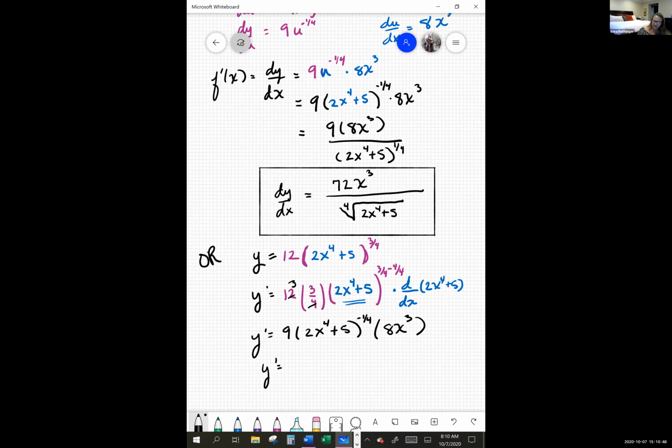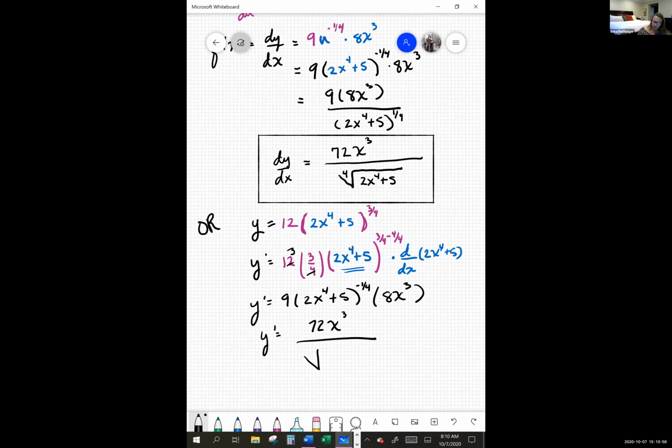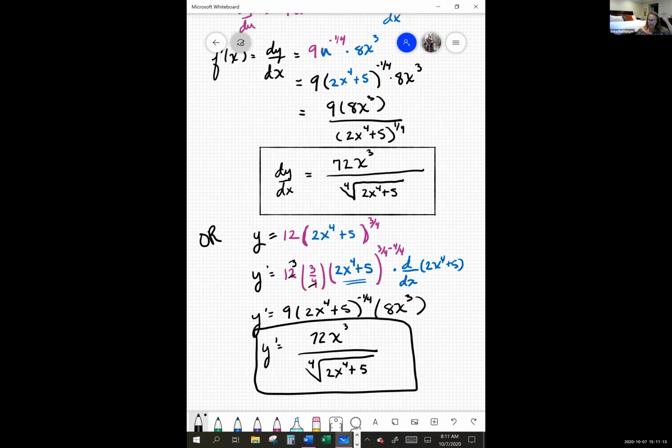So multiplying 9 times 8x cubed is 72x cubed, bringing down the piece that had a negative exponent to the denominator and rewriting it as a radical. And I'm just skipping all those steps I did before to show it. So it doesn't matter which way you decide to do it, you're going to get the same results either way.